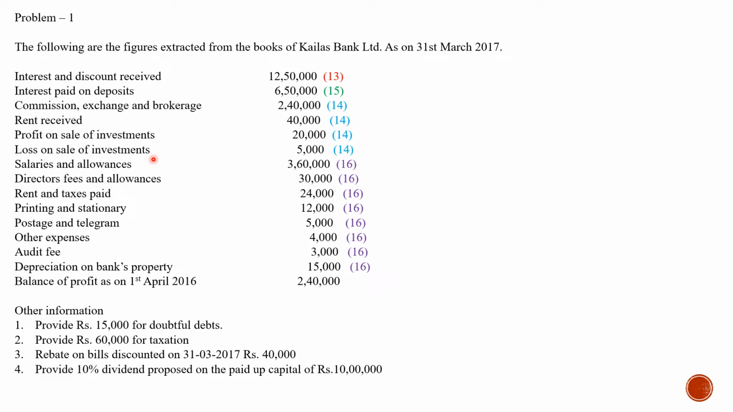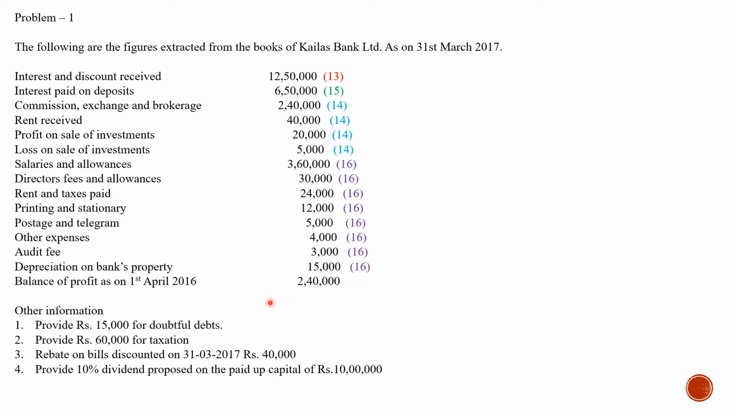And then the salaries and allowances, which are payments and provisions made to employees, are operational in nature, so they should be treated as operating expenses and recorded in schedule 16. Directors' fees and allowances, rent and taxes paid, printing and stationery, postage and telegram, other expenses, audit fees, followed by depreciation on the bank's property also find their place in schedule 16, titled operating expenses.